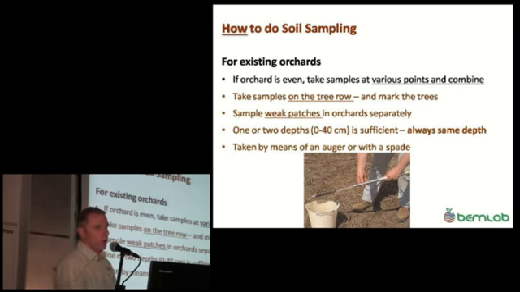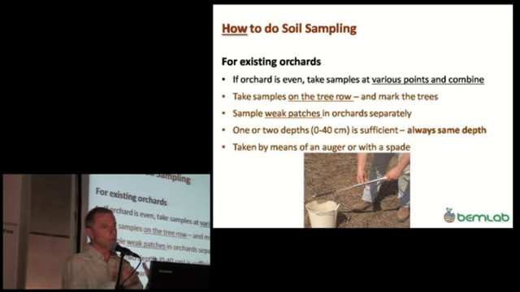And you can do that with an auger, with a spade. Usually you don't want to go into the orchard with a digger, but if your row width is wide enough and you want to look at the root development anyway, it's a good idea to do that, and then take your samples according to the root distribution.